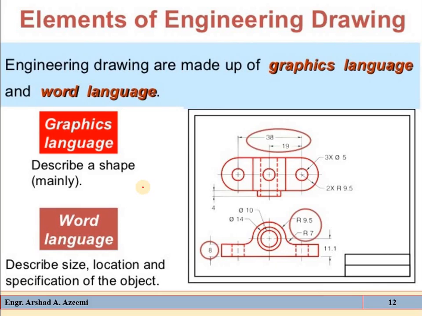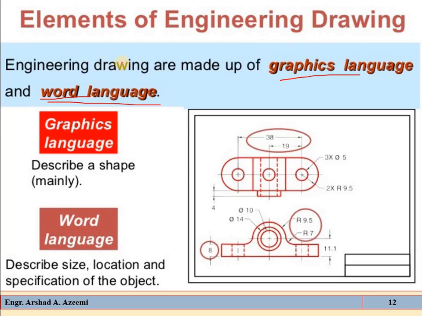Remember, we have two things from which the engineering drawing is made. One is the graphic language and the second one is the word language. As we have discussed in the previous slides, in a drawing we have to fully and clearly describe the shape, size, fit and finish of each and every part or component of the product which you want to design or which you want to manufacture.